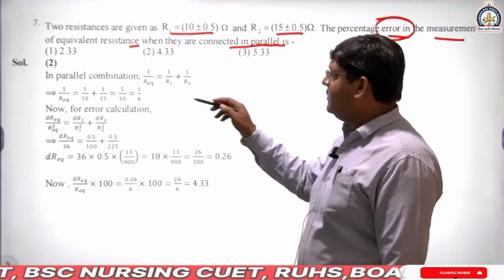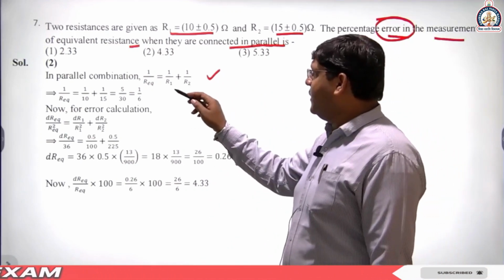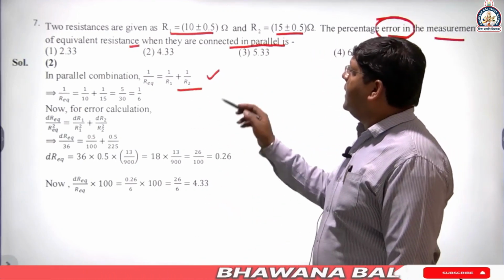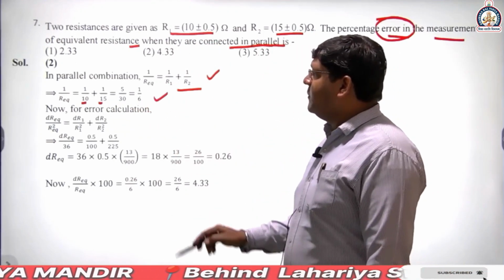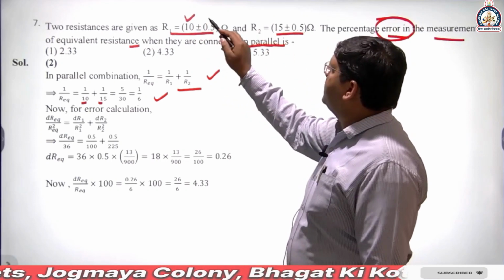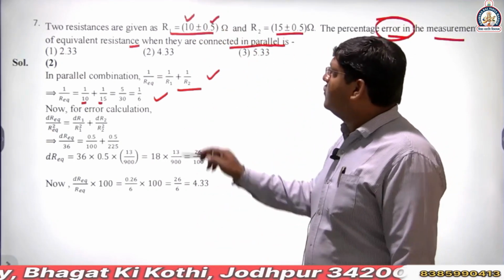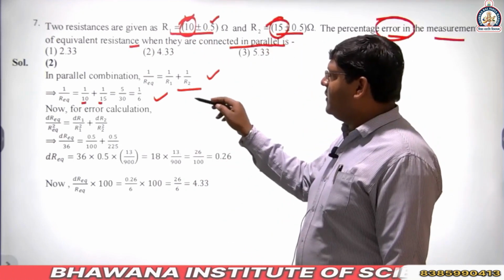As we all know, when resistances are connected in parallel, we get 1 upon R equivalent is equal to 1 upon R1 plus 1 upon R2. R1 value is 10 and R2 is 15. Solving, we get 1 upon 6, because this is the main part and this is the resistance part. So the main part is 10 and the main part is 15. So this is the R equivalent calculation.